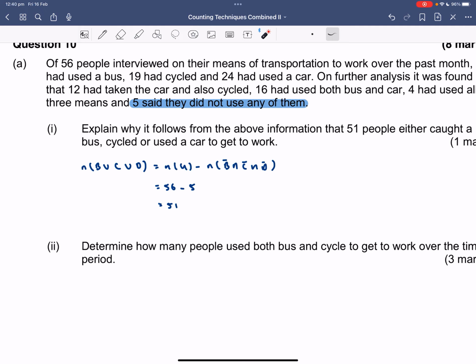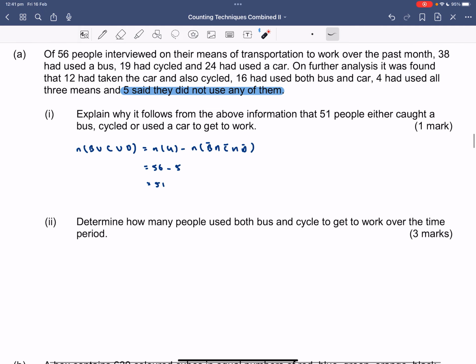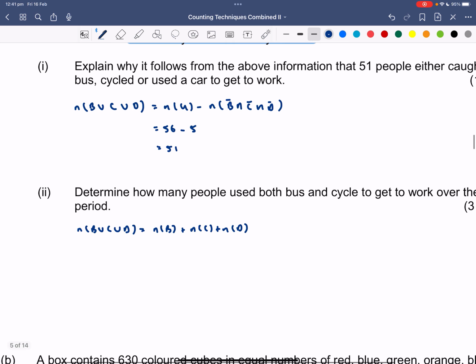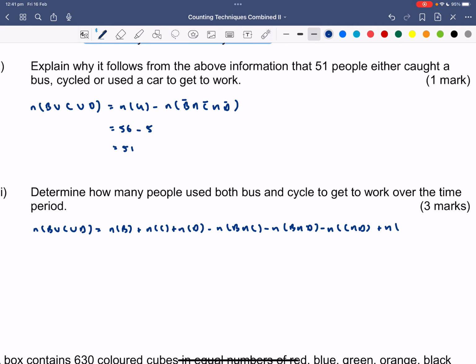Question 2. Determine how many people used both bus and cycle. Now we should know the formula, guys, for the inclusion-exclusion principle for 3 events. The formula is the number in B plus number in C plus number in D, so that's all the singles, minus the double intersects. So that's B and C, B and D, and C and D. And then remember, you have to add the triple intersect, so plus the number that did B and C and D. What does that give us?